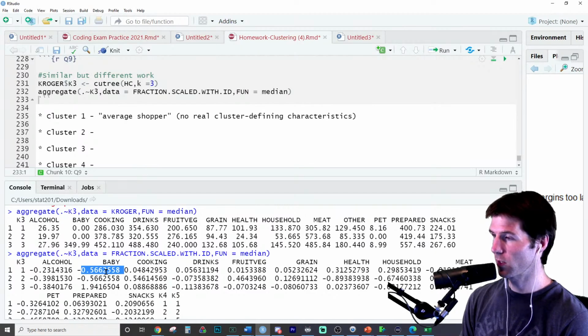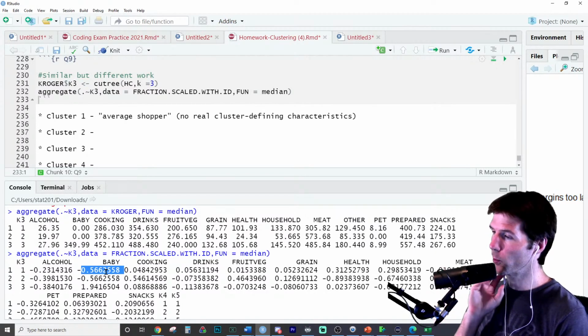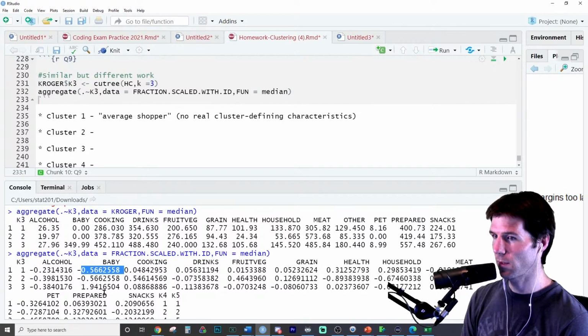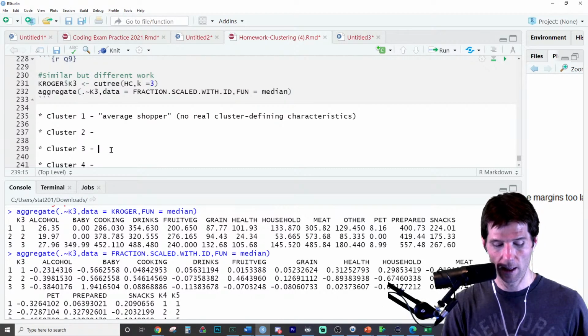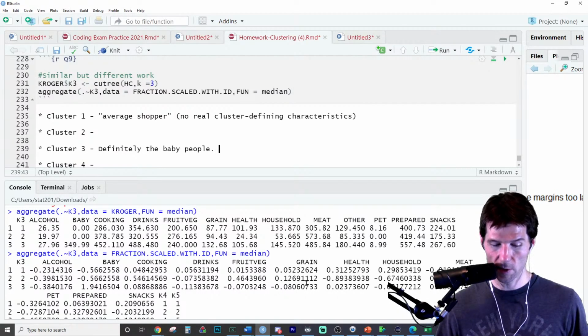And the mean right here, the z-score is going to tell us how far things are away from the mean. So this group right here has an observation, and they might just all spend 0 on babies. But these are definitely the individuals with babies. So if this was my cluster 3, I'd be like, definitely the baby people.